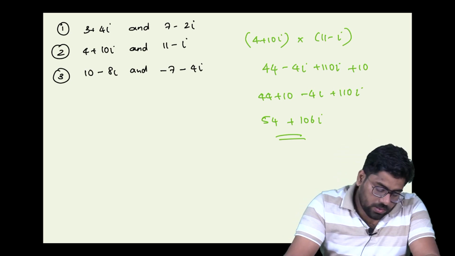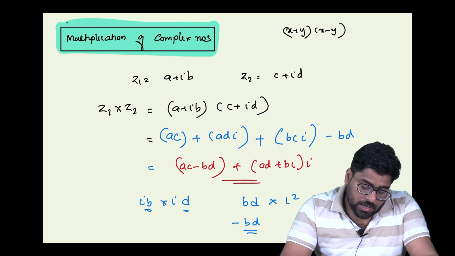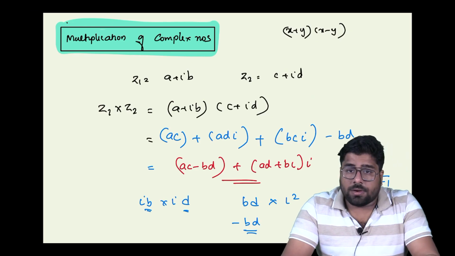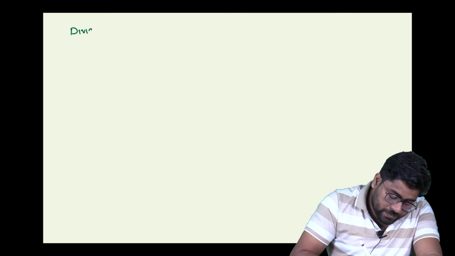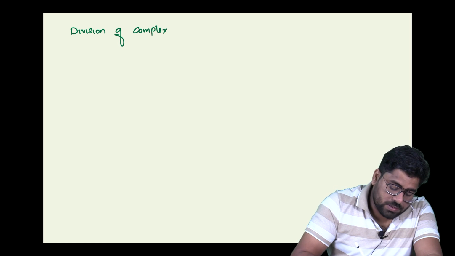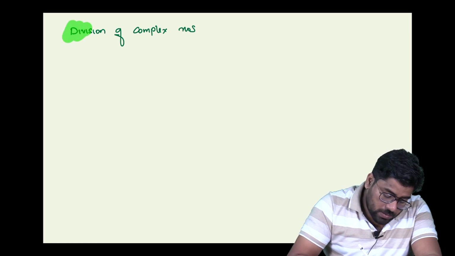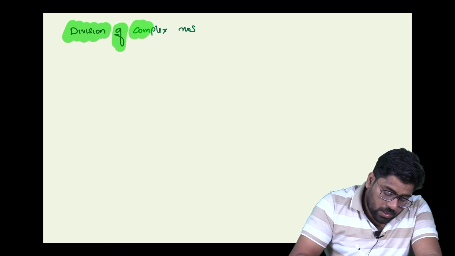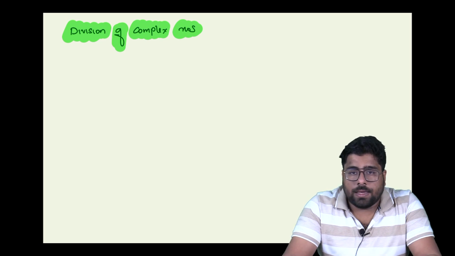All right. So I hope the basic logic of multiplication of complex numbers is clear to you. Now let us go ahead and try to do the division of complex numbers. Let us try to understand the concept. Now this is a very interesting scenario. Why? Because complex numbers cannot be divided directly.